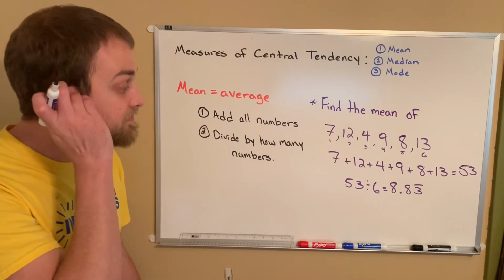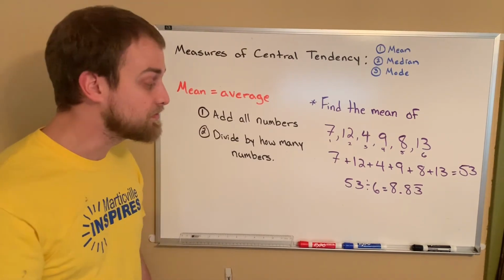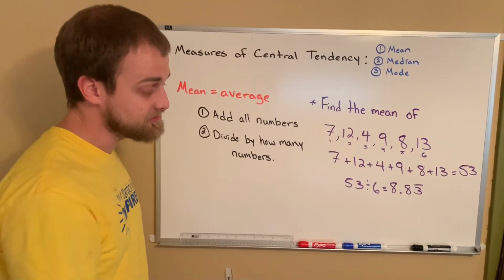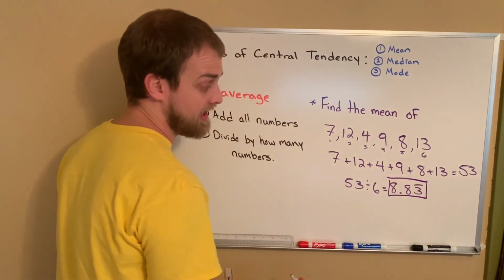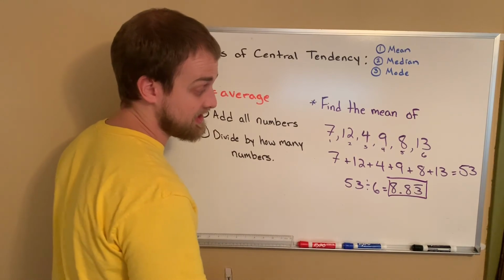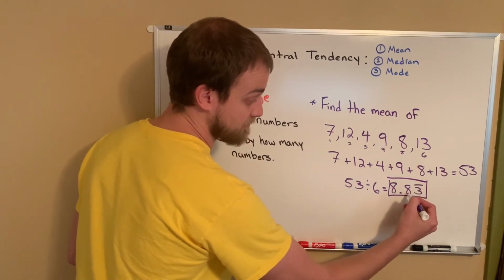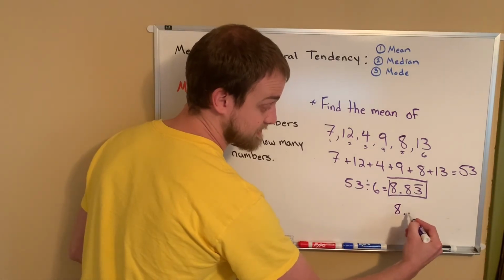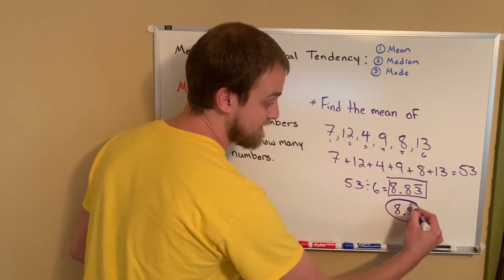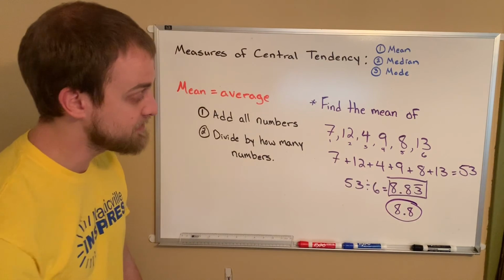Some assignments or problems that you will do will ask you to round to a certain decimal place. So just for argument's sake, here's my exact mean. Let's round it to the nearest tenth. Remember that my 3 will tell my 8, stay where you are. So my final answer rounded to the nearest tenth would be 8.8. Both of those answers would be appropriate.